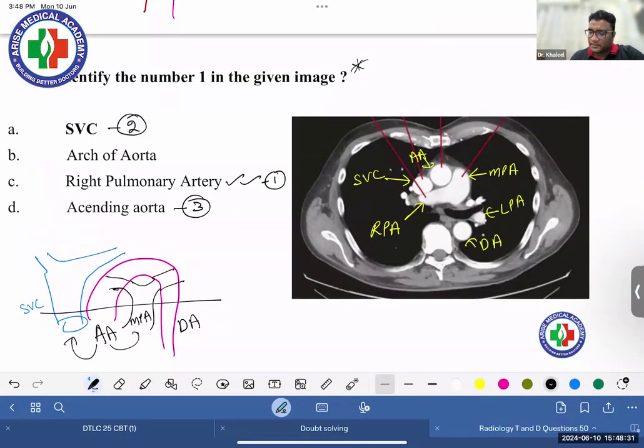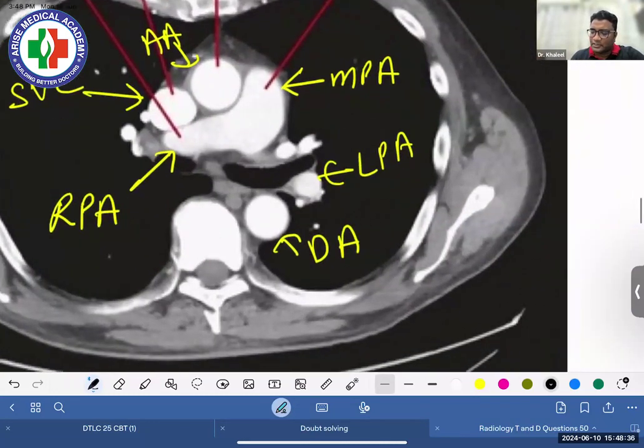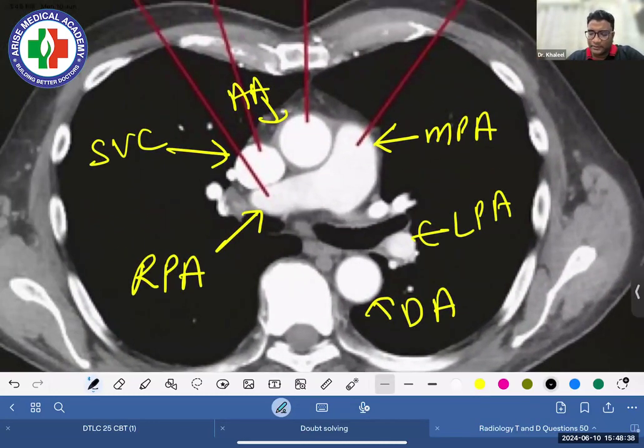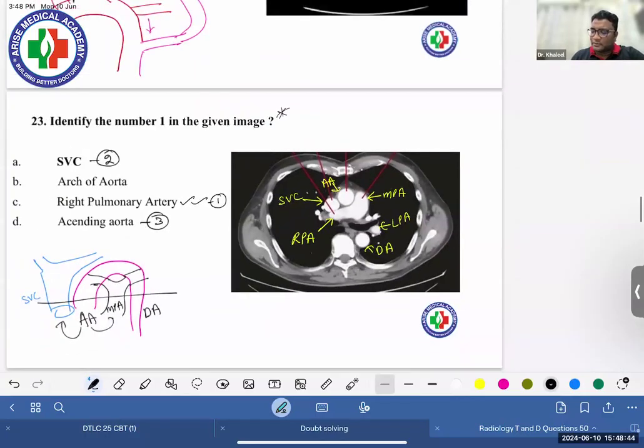So identify the number in the given image. Anything you have marked, do it correctly. You just be careful with this slice. This slice is important. So which is ascending aorta, which is descending aorta, which is superior vena cava, which is main pulmonary artery, which is right branch and the left branch. Okay, let's come to the next one.